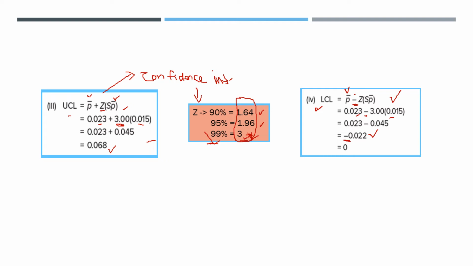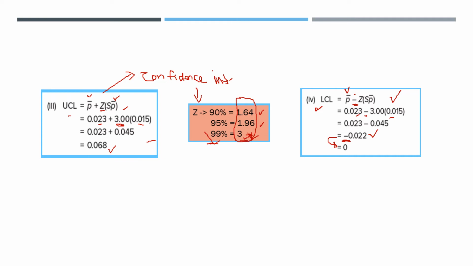So when we get a negative answer, we have to convert it into 0, meaning that on the graph, the lowest line should be 0, not a negative value. So that's why we convert it into 0. If we get a negative answer only. But if you get a positive answer, you have to maintain that answer. Okay.